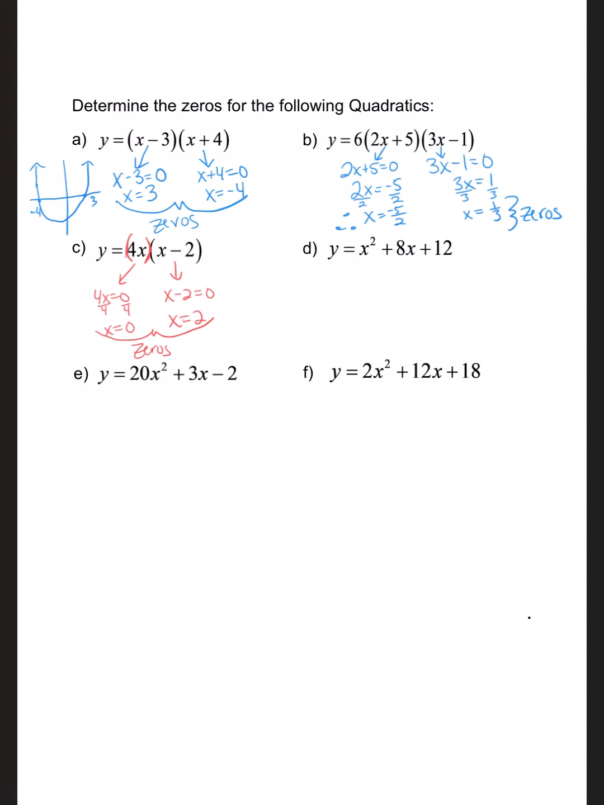Okay, so the next few examples we're going to look at are in expanded form. So far, we've only looked at factored form. So when we're in expanded form, we're going to need to factor to find the zeros.